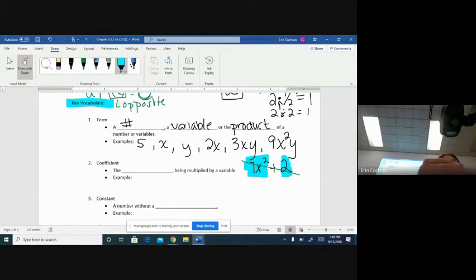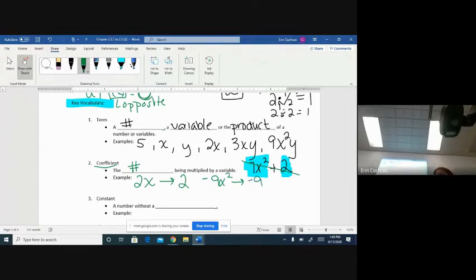Now, the coefficient is the number being multiplied by a variable. I will use this word a lot to make sure you know it. So if I say 2x, what is the number being multiplied by the variable? 2. So the coefficient is 2. If I have 9x squared, what's my coefficient? 9. If it was negative 9x squared, negative 9.